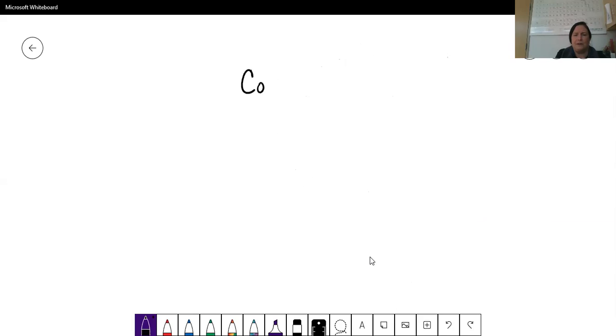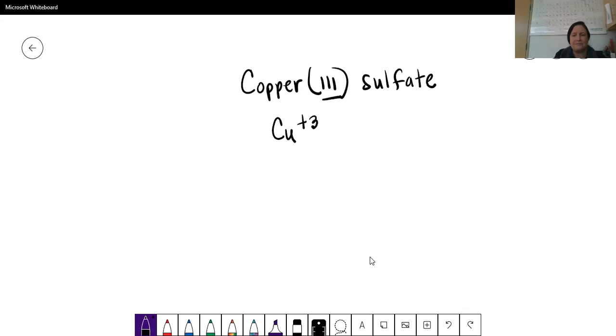Okay, copper. Anytime you see a Roman numeral, you know where to look for the chemical symbol. Copper 3 sulfate. I'm going to incorporate a few things here. Copper is number 29 on your periodic table. It's in period 4, group number 11. This is its symbol. This tells me it's +3.